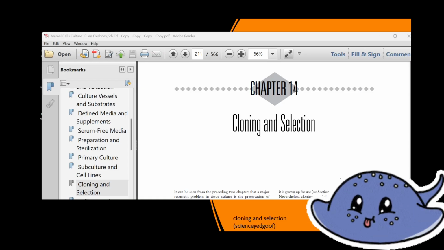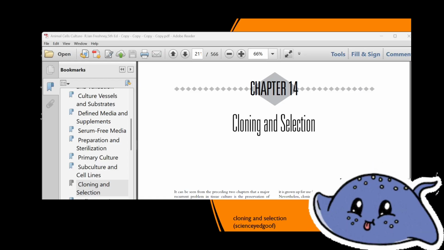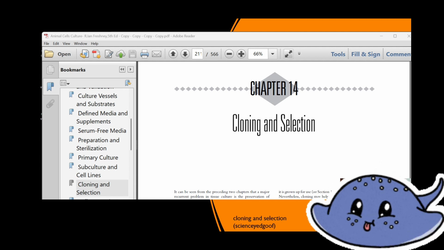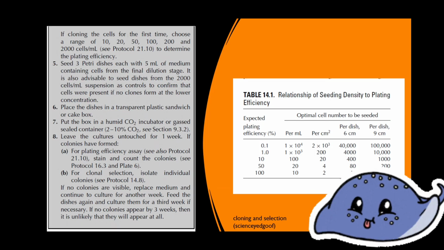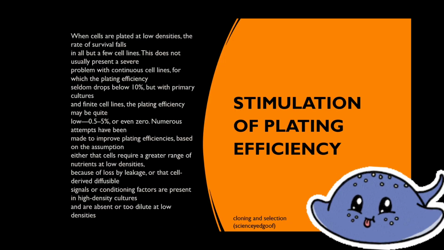Most of the information which I'll be explaining in today's video is from a textbook, Animal Cell Culture by Ian Freshney. Today we'll be focusing on two topics: stimulation of plating efficiency, and some of the methods for cloning, which is called dilution cloning. We'll be mostly focusing on stimulation of plating efficiency.